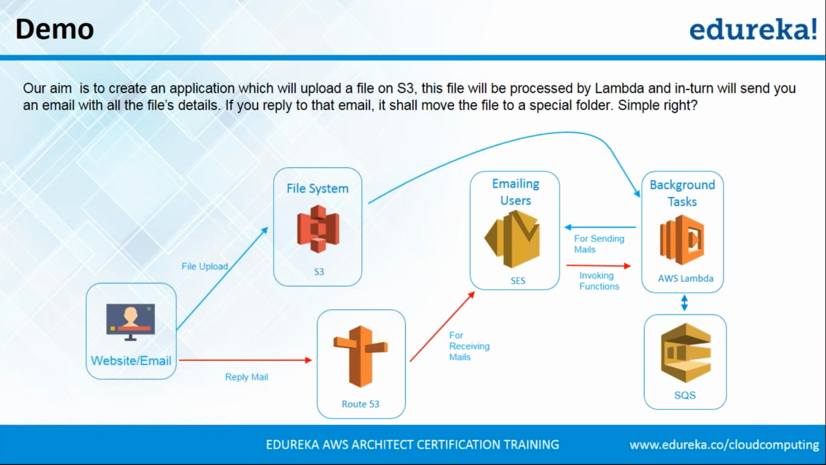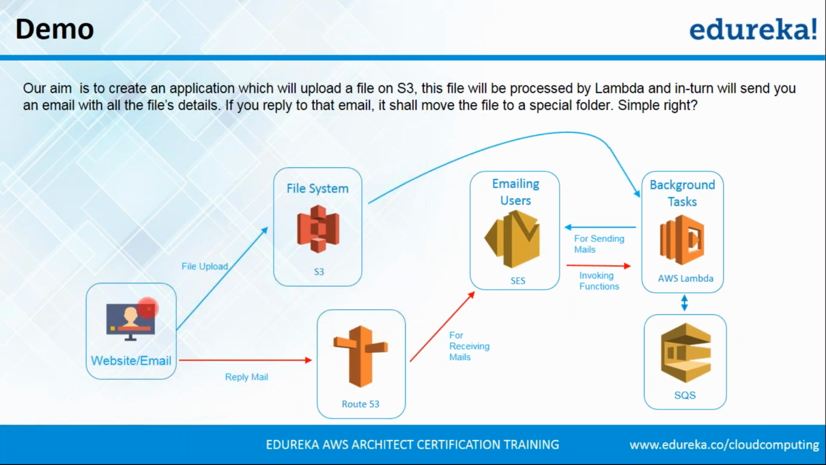But let me show you the architecture. Let me explain what the architecture tells you. So basically this is our website. What our website will be doing is uploading a file onto the S3 file system. At the same time, it will also be making an entry into the SQS, which is nothing but a simple queue service which queues your data, right?